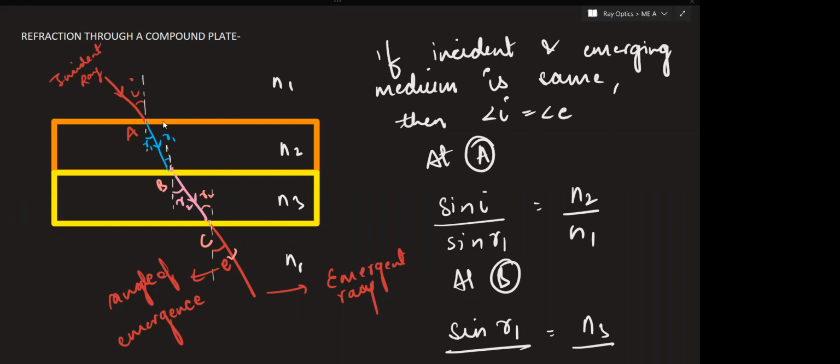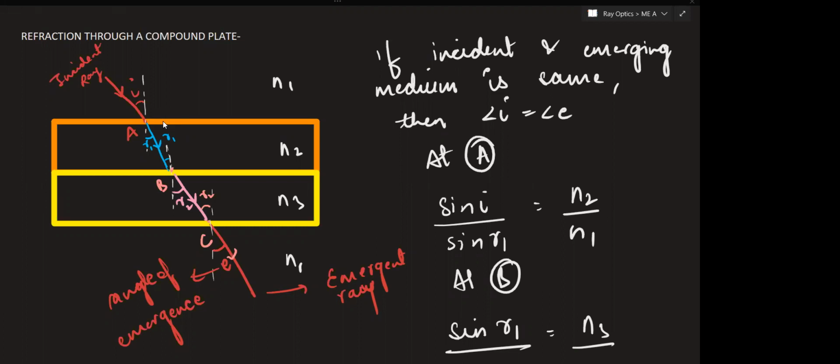In this case, only the incident and emerging medium is the same. But for previous cases, we have used N1 and N2. See, the medium in which the incident ray has struck is exactly air. And the medium in which the emergent ray has emerged is the same medium. We have inserted a compound plate in between. The rest of the portion apart from the compound plate is air.